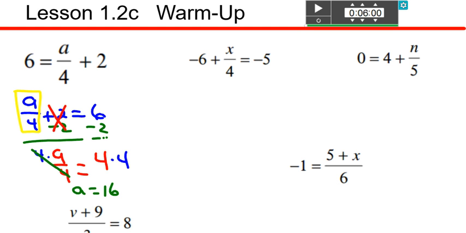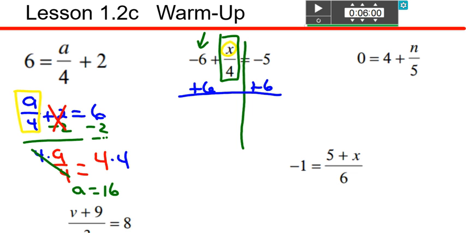All right, next equation. My x, if you'll notice, is already on the left side of the equation, so I'm going to leave it there. The only thing that I need to do is make sure that this negative 6 right here goes away. I need to get rid of that negative 6 in order to get this guy by itself. So I'm going to have to do the opposite of subtract, which is add 6. So I'm going to add 6 to both sides. That is going to make the 6's go away because that's 0, leaving my x over 4 here.